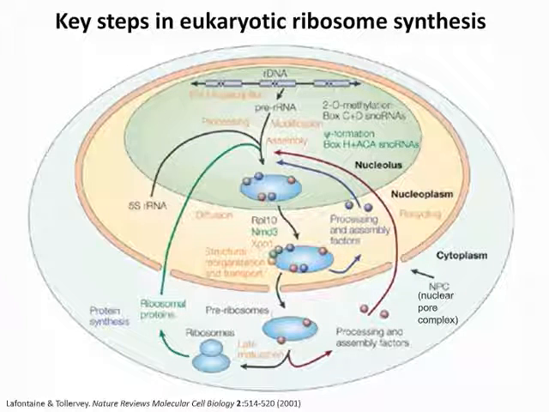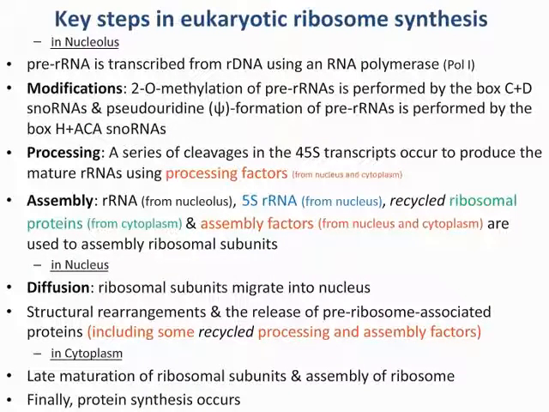The next slide explains this a little better. Be sure to read the notes and try and match those up with the picture. These are the key steps in ribosomal synthesis. The easiest way is to look at these bullets and compare it to the picture and just try to follow along. So you have pre-rRNA, that's transcribed from rDNA using RNA polymerase 1. After that, you're going to have modifications, then processing, assembly, diffusion, structural rearrangements, late maturation, and then protein synthesis occurs. So just be familiar with these two slides as they are one of your learning objectives.